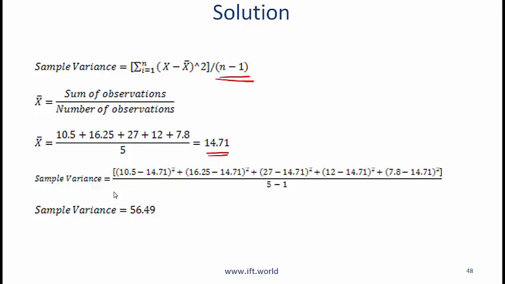which is 14.71. Then the variance is the deviations from the mean squared, added up across all data points, and then divided by n minus 1. The sample variance is 56.49, and if we want the standard deviation, that is equal to 56.45.